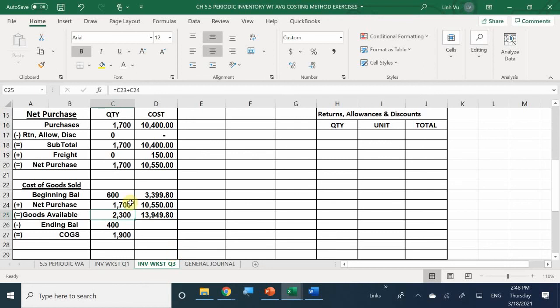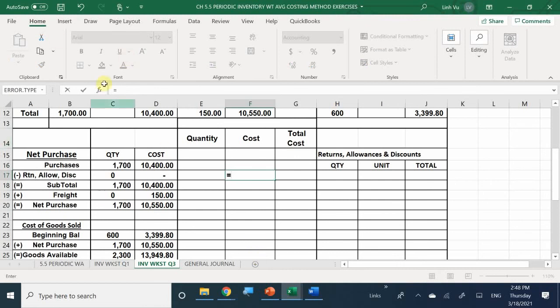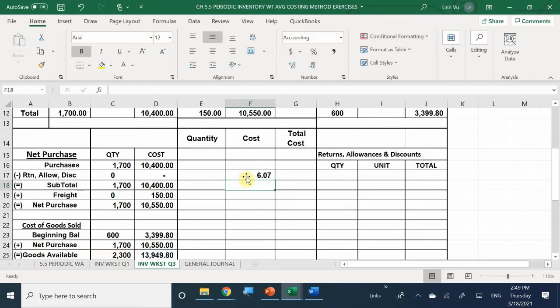I'm going to go ahead and enter that formula in the middle section of the worksheet. My cost was $13,949.80, and I'm going to divide that whole thing by 2,300. And what do I get for my average cost per item? 6.07. All right? Right now it shows that because I formatted my Excel spreadsheet that way. But if I expand those numbers out, it is definitely more than that.